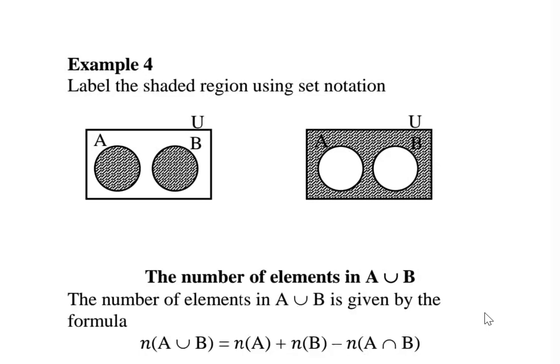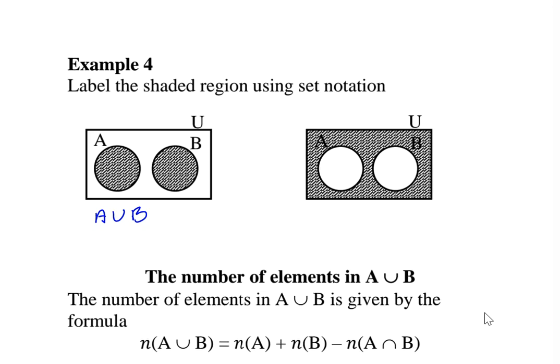All right, example 4 is asking us to label the shaded region using set notation. In the first diagram, what is shaded is A and B. If you have shaded A and B together, what you have shaded is A union B, because A union B would be all elements which are in A or in B or in both A and B. So once you shade all the elements of A and B, what you have shaded is A union B.